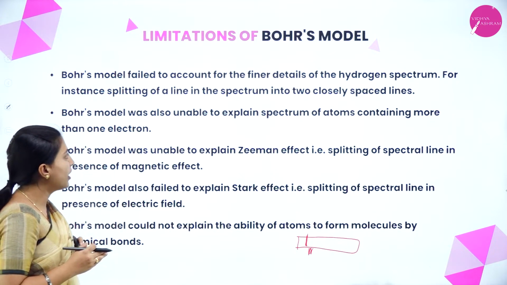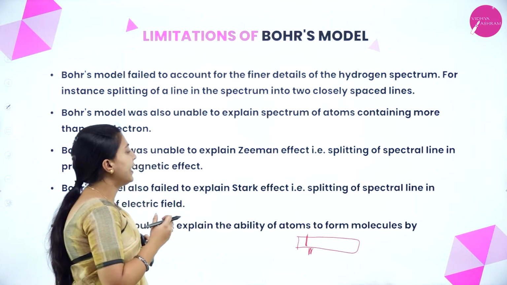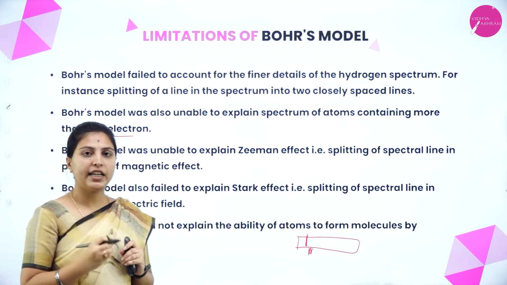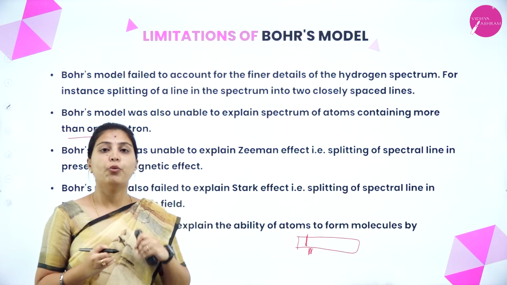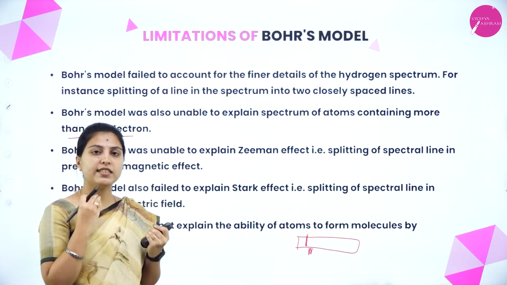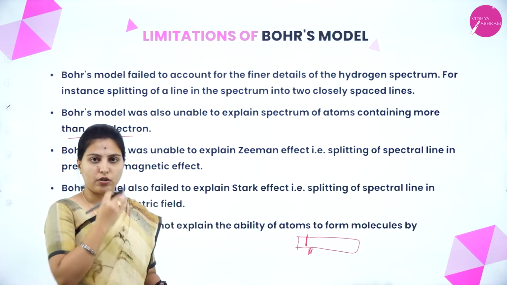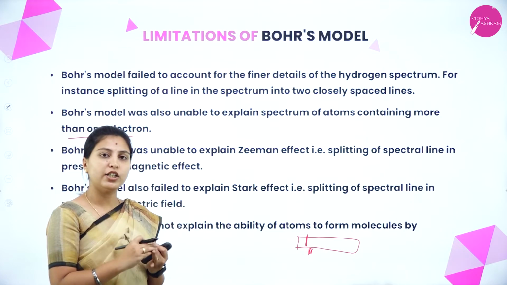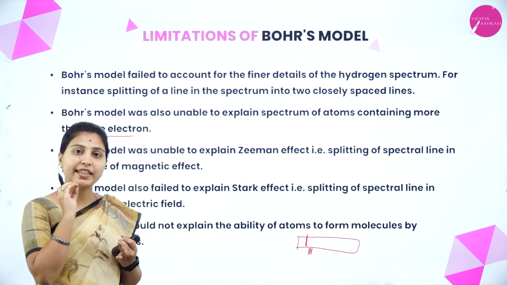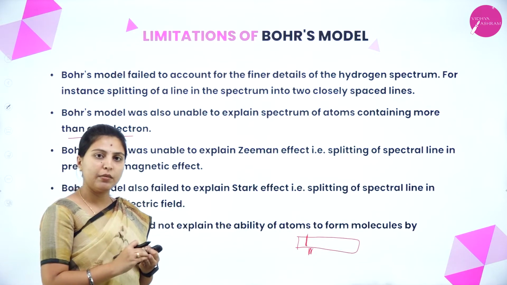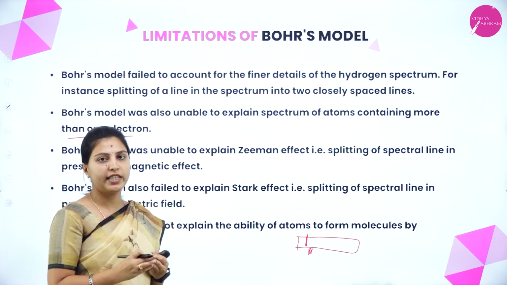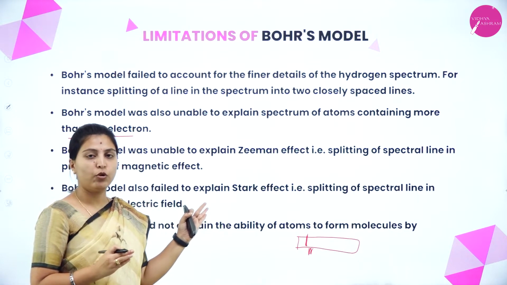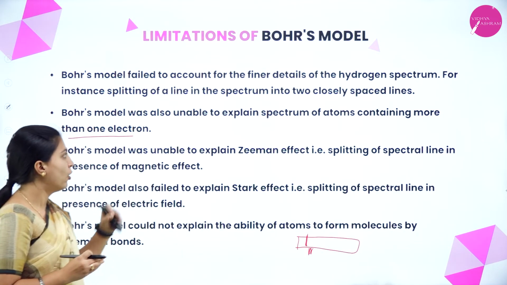Bohr's model was also unable to explain the spectrum of atoms containing more than one electron. Why has he always taken hydrogen? It contains only one electron. He plus, helium plus, which he took, he also explained because it contains one electron. Lithium also, when it contains one electron, he explained. Only with one electron he could explain; with more than one electron, he could not explain his whole theory.